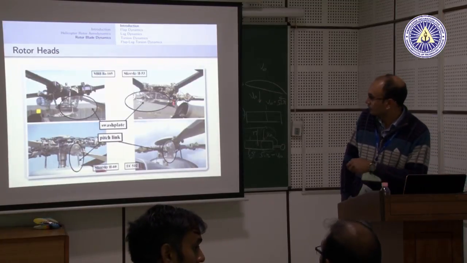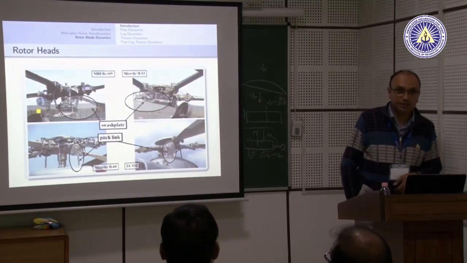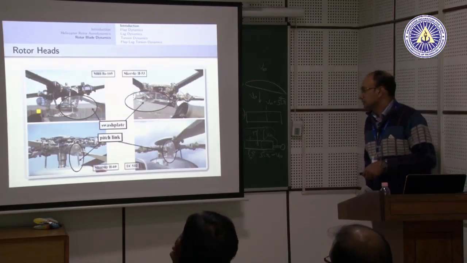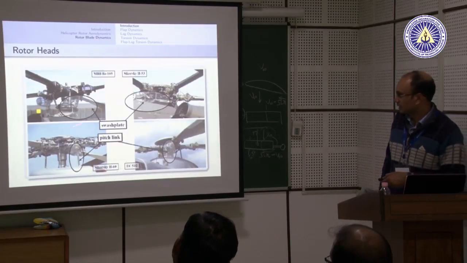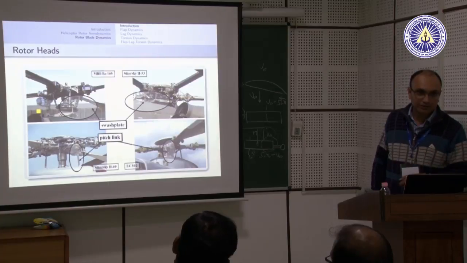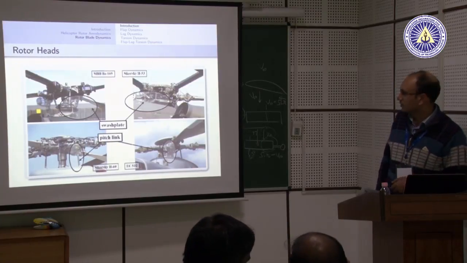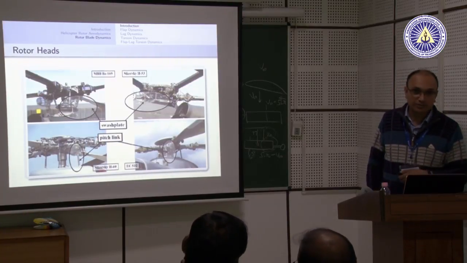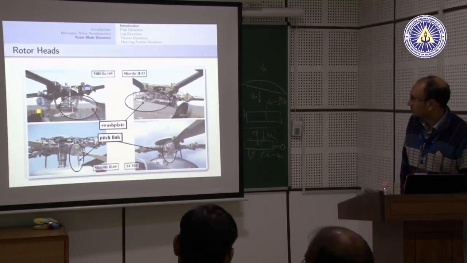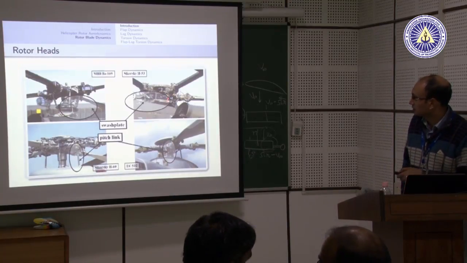So this is for a full size helicopter. You can see how complicated and messy, I would say, this entire rotor head looks like. In this case, it is fairly nice and clean, simple. It's a simple rotor. It doesn't have so many systems and so many sensors and other things built into it. So you can see it's so complicated.